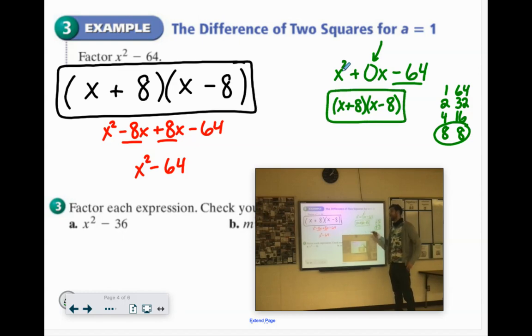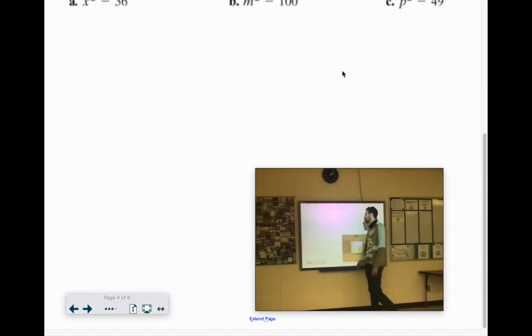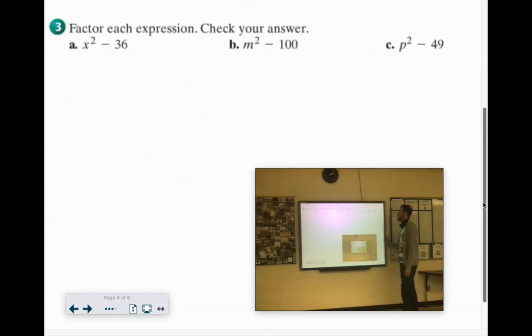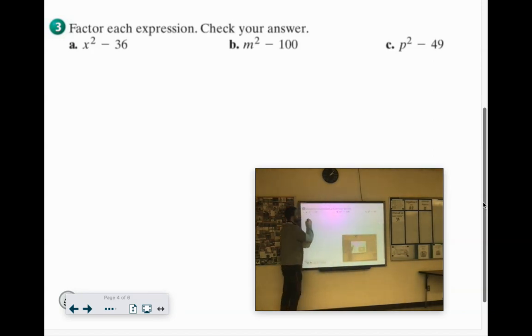Hey, I mean, that's a way that you can also get the same answer if you forget your shortcut. It's good to have some backup tools in your toolbox. But just remember, if you can square root them and there's a minus in the middle, it's the difference of squares. Square root of x squared is x. Remember, one has a plus, one has a minus. Square root of 36 is 6.